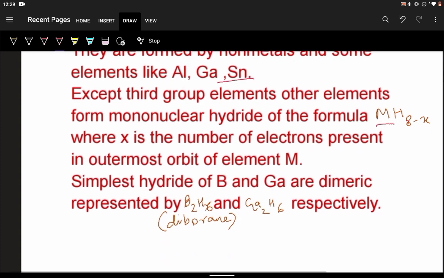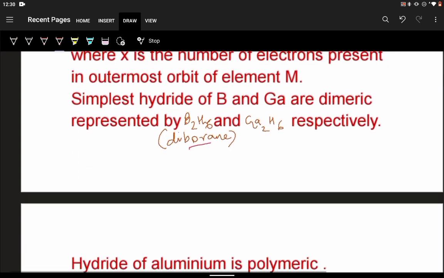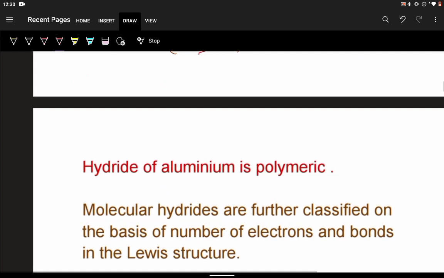In case of boron, we find that the simplest hydride of boron as well as gallium, they are dimeric. For boron it is diborane B2H6 and for gallium it is Ga2H6. So they are dimeric, and in case of aluminium it is polymeric.